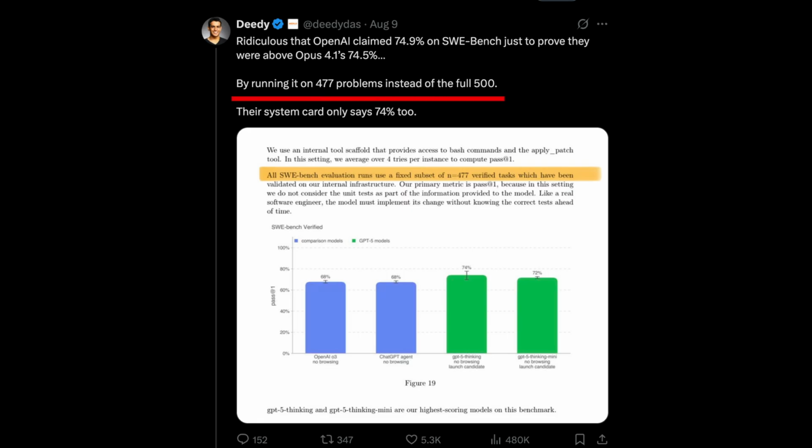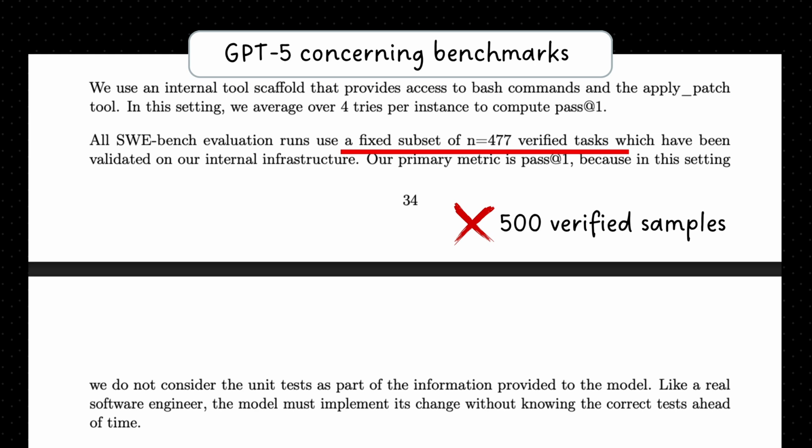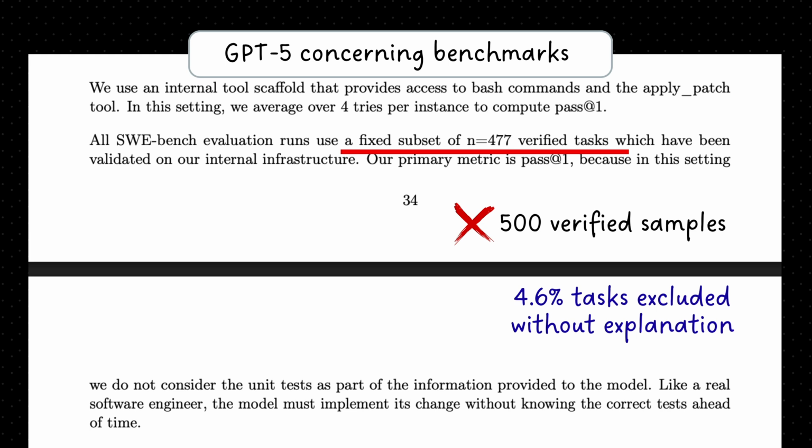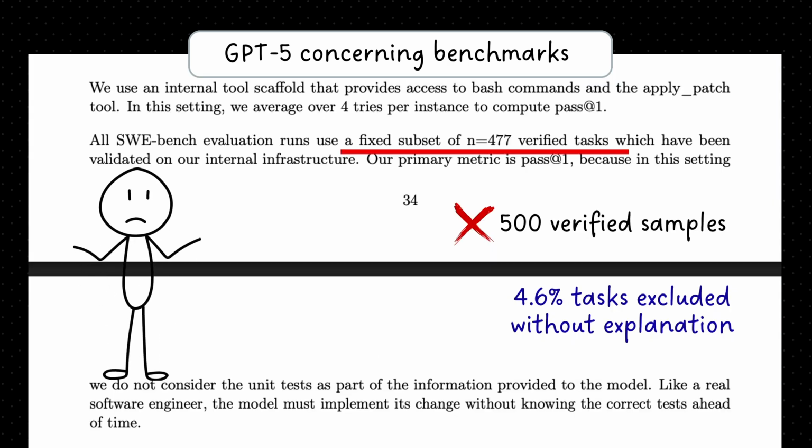Now here's the issue. OpenAI's system card reveals they tested on only 477 tasks, not the full 500. That's 4.6% of tasks excluded without explanation. This selective testing potentially inflates their metrics. Only OpenAI can clarify why these specific tasks were removed.